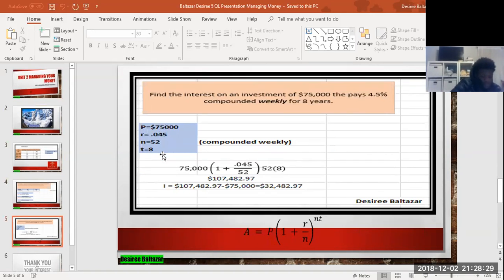Using a graphing calculator, one determines that a future value of $107,482.97 is considered. The principal amount is subtracted from this future value, leaving over $32,000 as the interest made in this problem. So this formula uses compound interest done weekly every year.